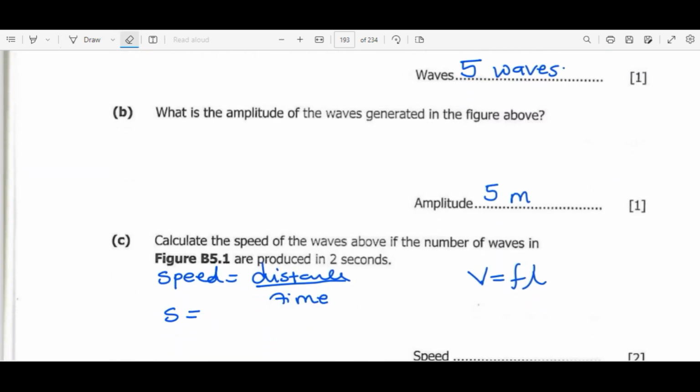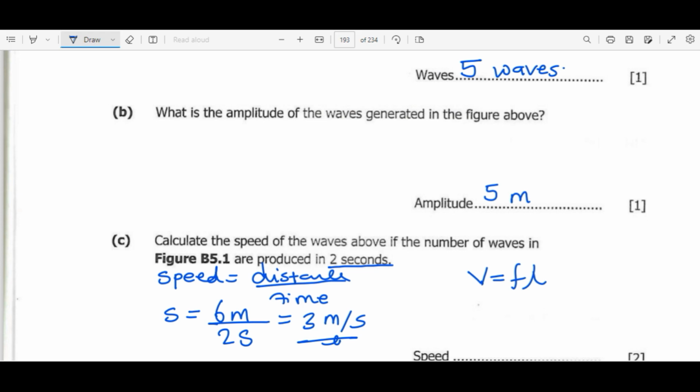So that is what I'm going to put here. Distance is equal to 6 meters over time. We are told it's 2 seconds. And in case you are given time in minutes, please don't forget to change into seconds. So we have 2 seconds, which tells us that 6 divided by 2 is 3 meters per second.